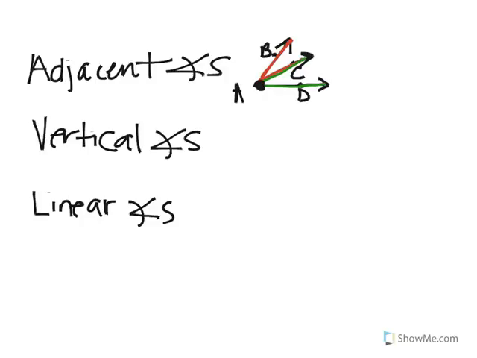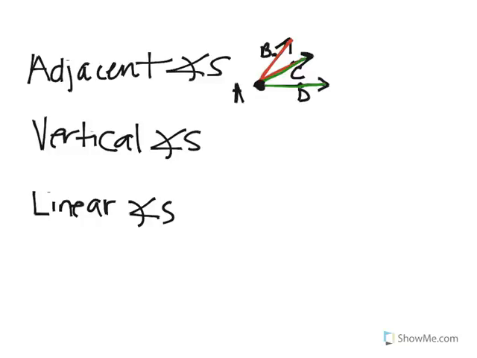This would not be an example of an adjacent angle. BAD and BAC are not adjacent angles because while they share a common vertex, you can't have a shared interior. You can't have the angle inside sharing the angle outside. So that is not an example of an adjacent angle.